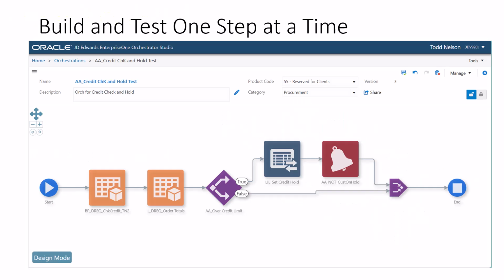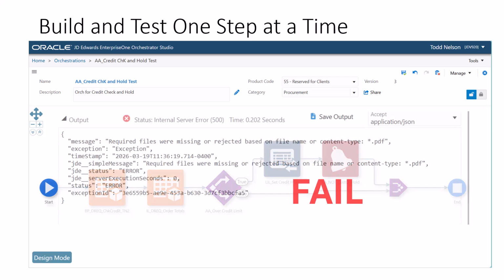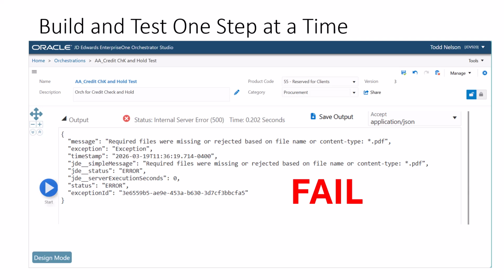A lot of beginners make the same mistake. They build an entire orchestration from start to finish, add a bunch of steps, map everything together, and only then try to test it. When it fails, they have no idea where the problem is, or at least the JSON output gives the error, but it may not elaborate on the mapping issues or other component setup causes.